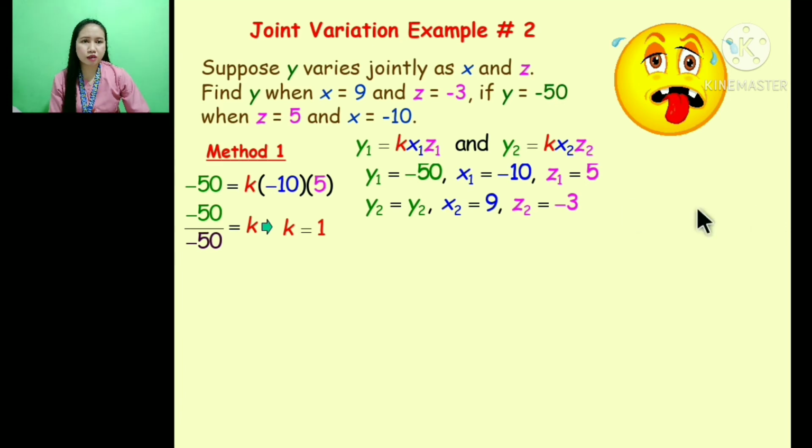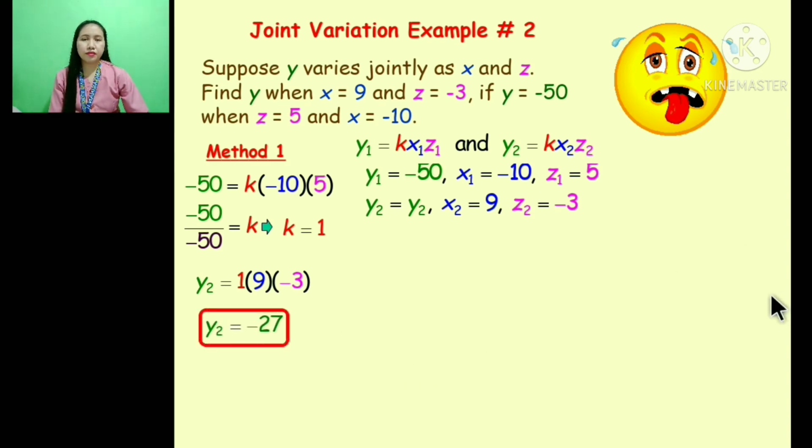Next, let's move on to this part, the y sub 2. Now in y sub 2, we have k times x sub 2 times z sub 2. Our k is 1, our x sub 2 is 9, and our z sub 2 is negative 3. So 1 times 9 is positive 9, times negative 3, that is negative 27. Next, method number 2.